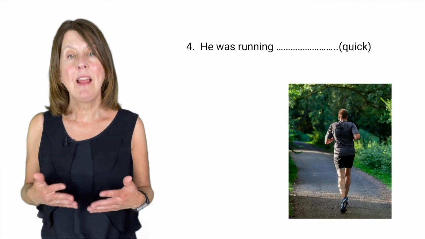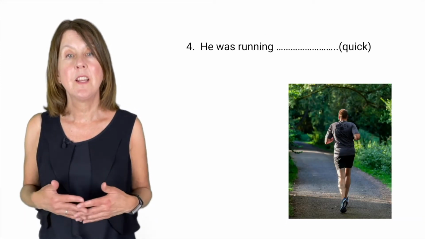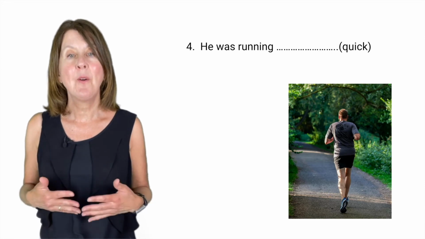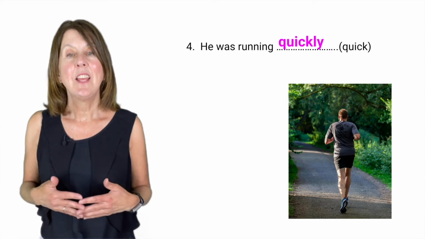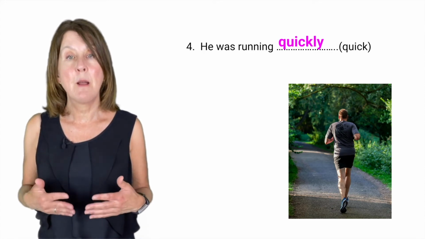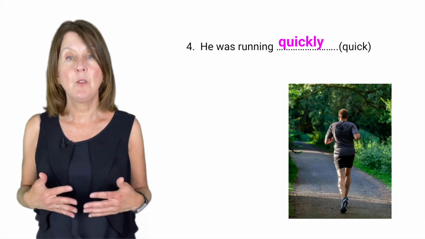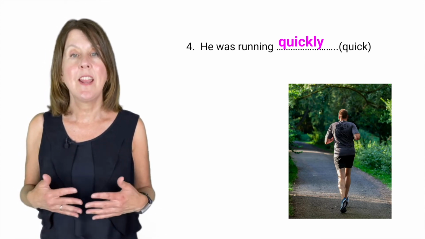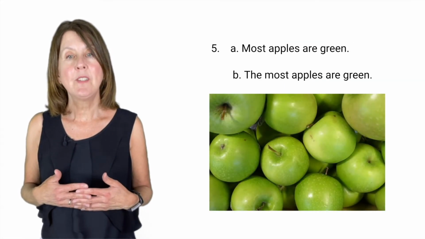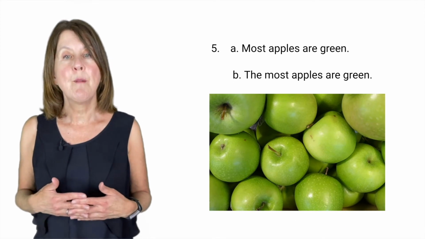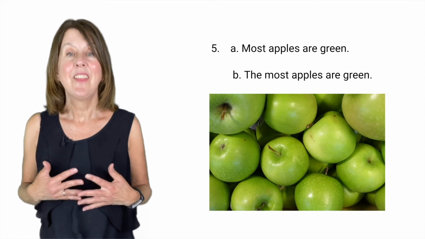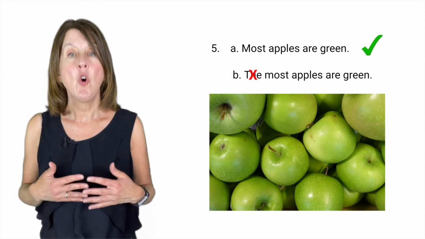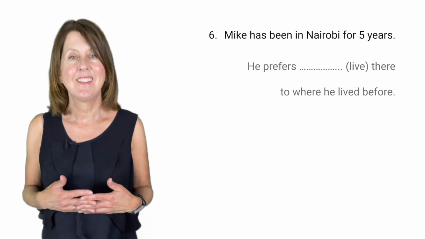4. He was running blank. Use the root word quick to describe how he was running. Quickly. You are describing the verb running, so you must use an adverb and not an adjective. 5. Which sentence is correct? "Most apples are green," or "the most apples are green." The first sentence, as we're meaning almost all apples are green.